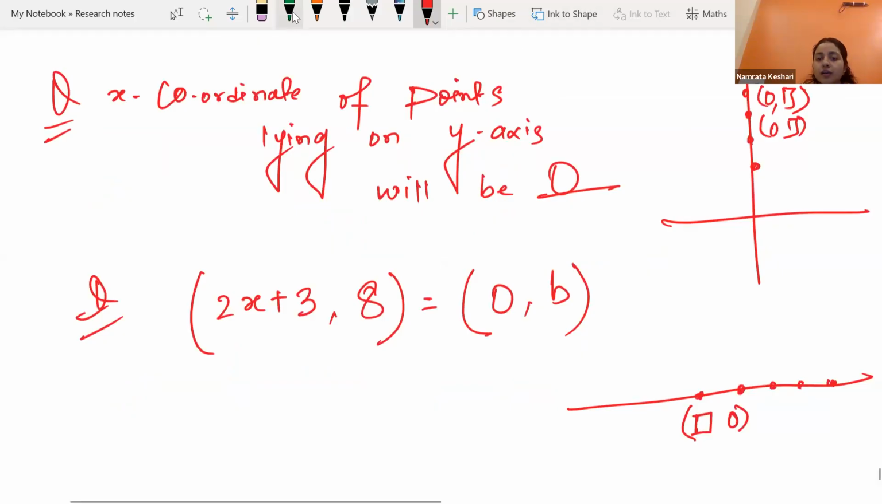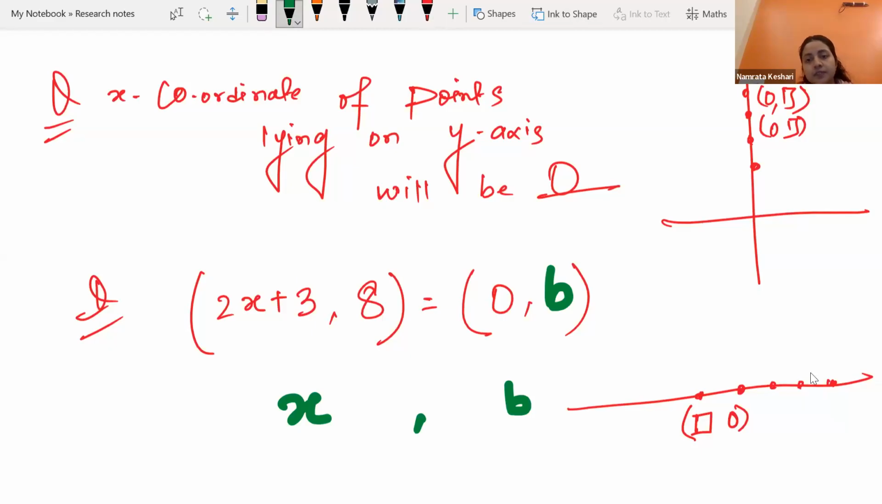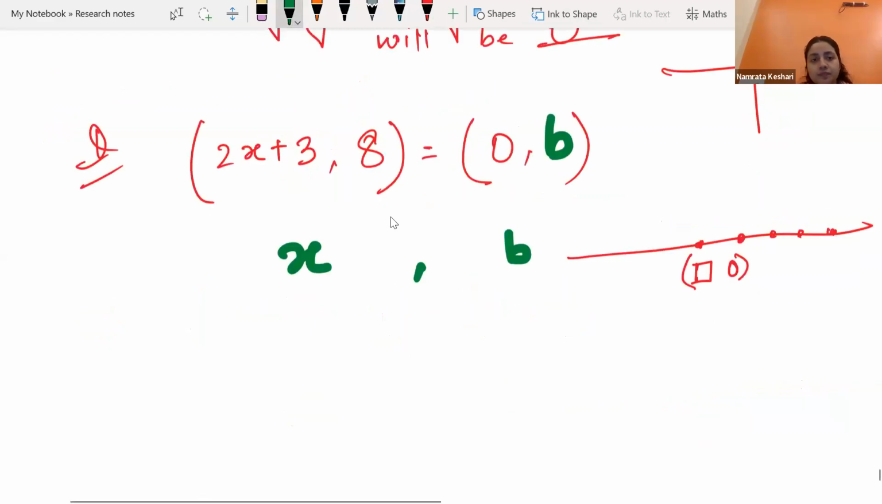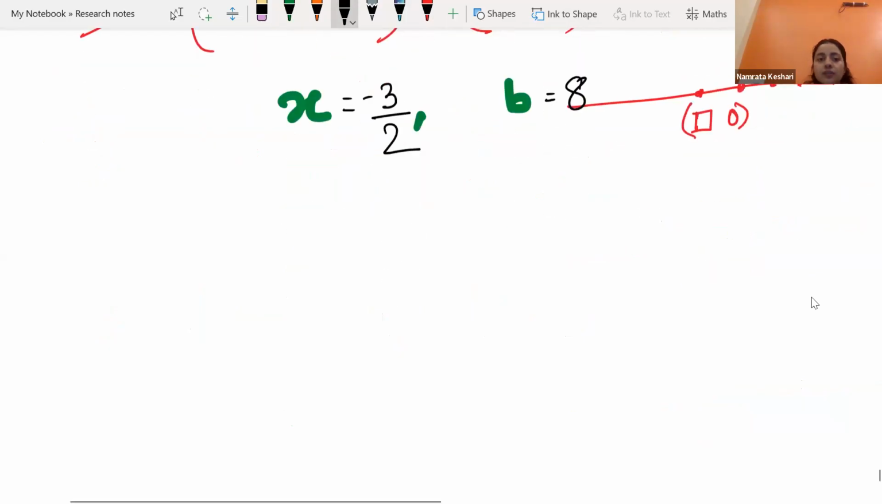Here, if I am asking you, please find the value of x and also find the value of b. Please tell me, this is not 6, this is b. Ma'am, x will be minus 3 by 2 and b will be 8. Is it so? x is minus 3 by 2, b is 8. Everyone? Yes, it is. Okay.